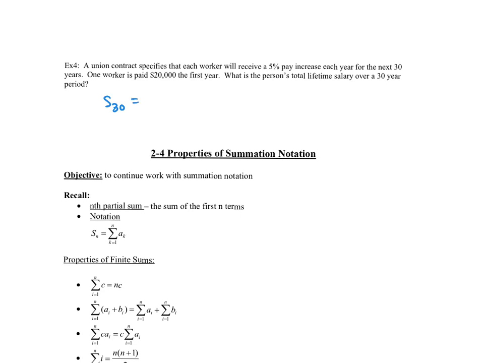So we'll go ahead and use the formula. We'll plug in A1. Now the r value will be 1.05 because it's a pay increase. So you start with your 100% and you're paid 5% on top of that, to the 30th over 1 minus 1.05. We enter that into the calculator and we get $1,328,776.95 over the 30-year period.